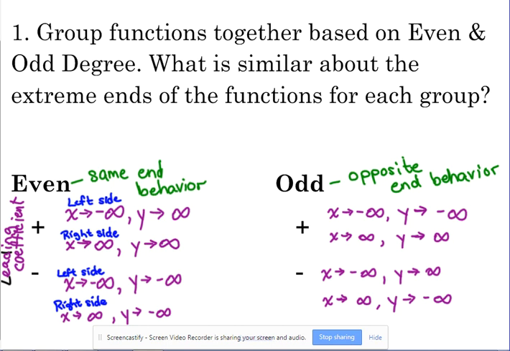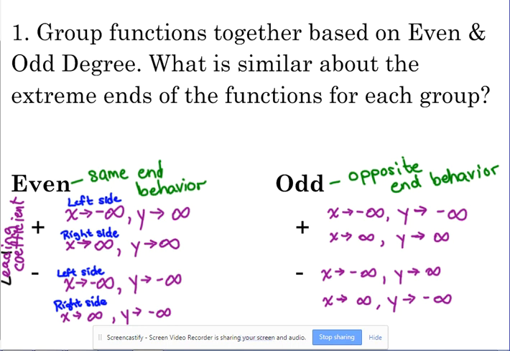So let's think about this for a second. Let's use an odd function, for example. So we've got a positive x cubed. Positive x cubed is our leading term there. As our x values are becoming really big negative numbers, if I raise a really big negative number to the third power, what is the result in general terms going to be? A really big positive or negative number? Which one? If I raise a negative number to the third power, a negative.